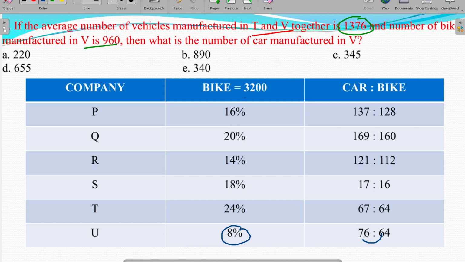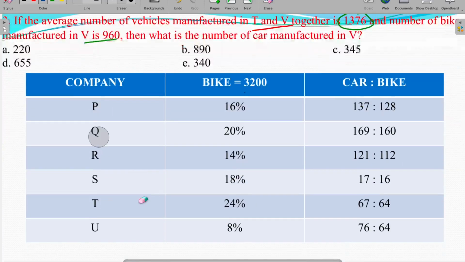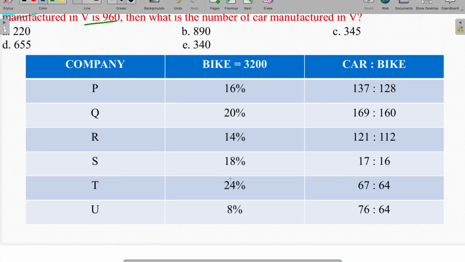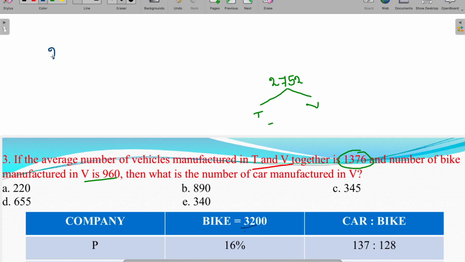No, I want T, not U, sorry. I want to find out T. The question is T, not U. T means 24 into 32 divided by 64, 24% of 3200 divided by 64.